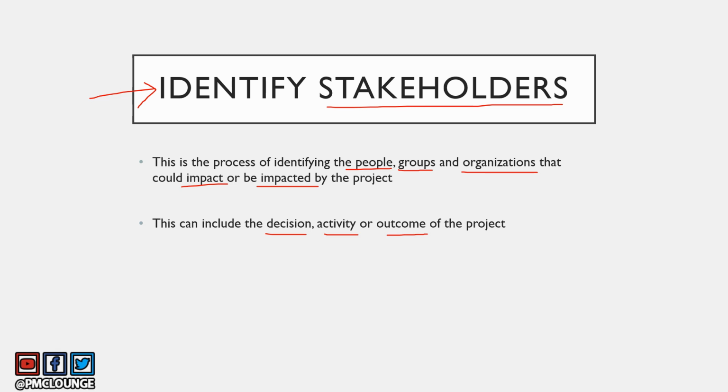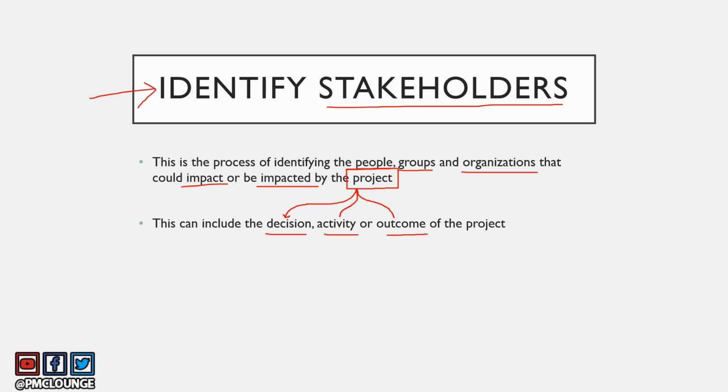What do we mean here? So when we say someone who could impact or be impacted by the project, when we say project, we mean here any decision that you're going to take as part of the project, any activity that you are going to carry on as part of your project, and the outcome, the very outcome of your project, right? All of this. If someone is going to be impacted by the decision that you take, any kind of decision that you take as part of your project, right?